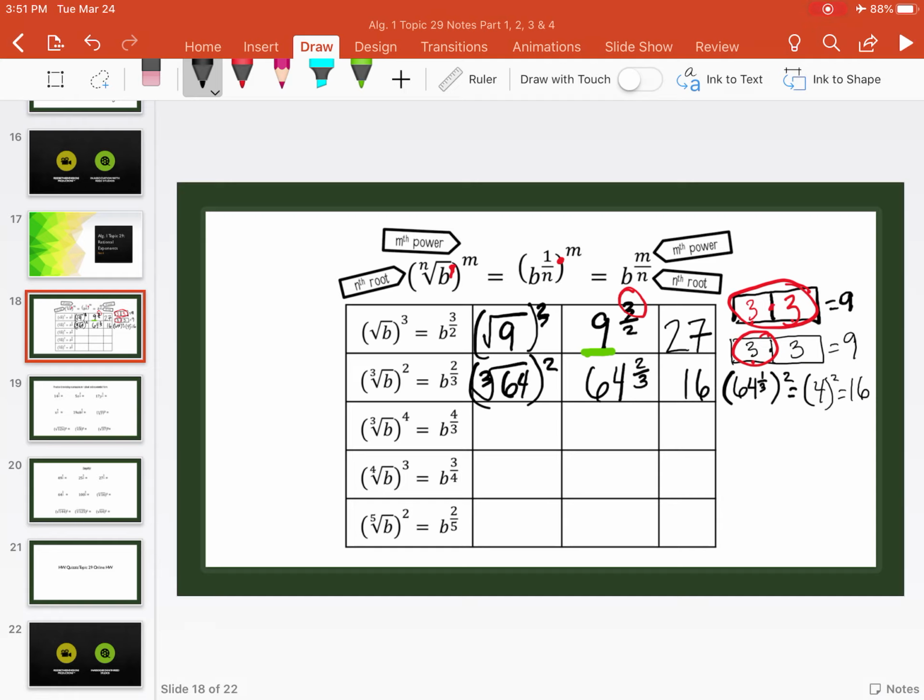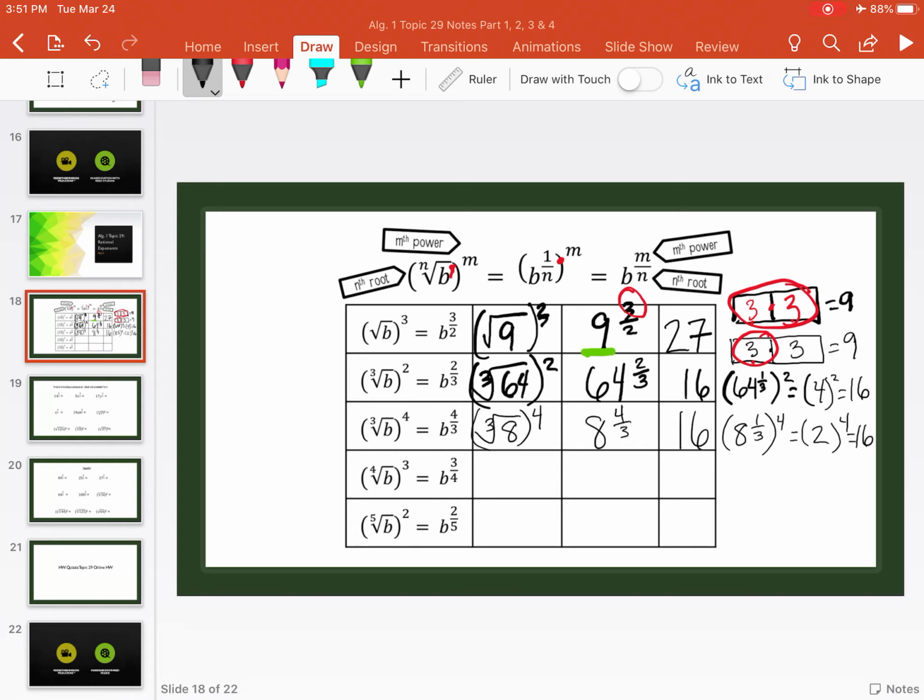Next example, cube root of b raised to the 4th power, or b to the 4/3. Let's do the cube root of 8 raised to the 4th power, which gets us 8 to the 4/3 power. So here, we know because our exponent is greater than 1, our answer will be bigger than our base. So we're going to have 8 to the 1/3 power raised to the 4th. The cube root of 8 is 2, raised to the 4th, also gives us 16.